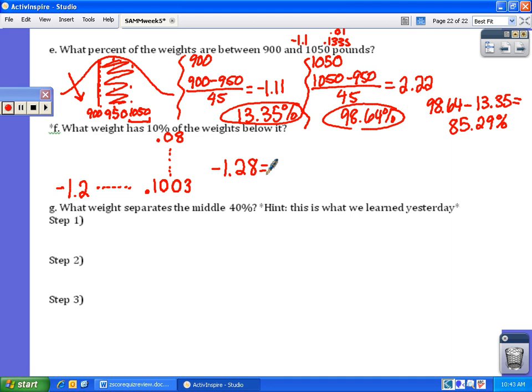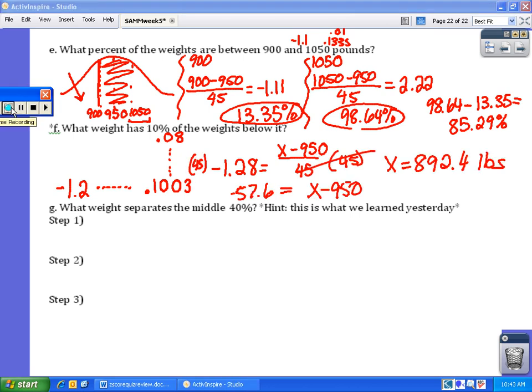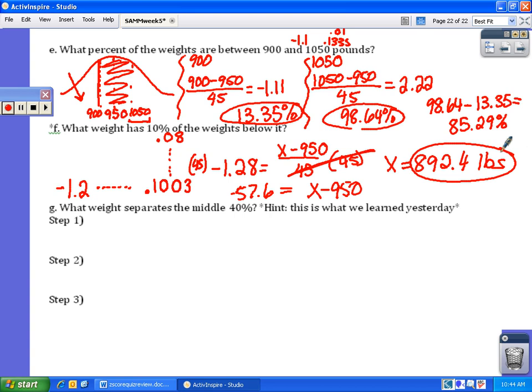I can set this equal to my z-score equation to solve for x. To solve, I multiplied by 45 on both sides, which will get rid of this 45 in the denominator. My equation has negative 57.6 equals x minus 950. I added 950 to both sides, and I got 892.4 pounds.